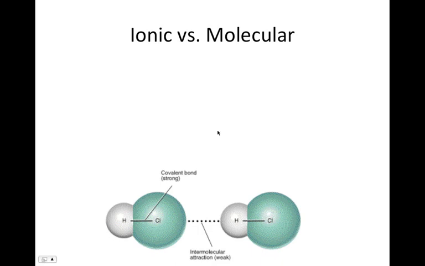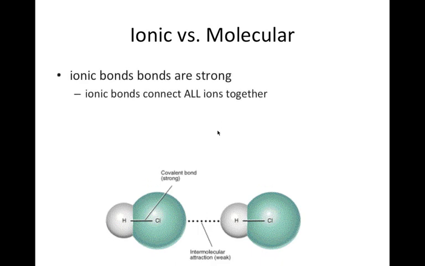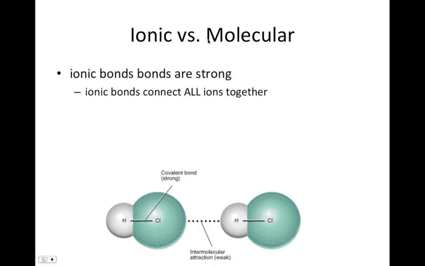Okay, guys, let's talk about ionic bonding, and we see this ionic versus molecular. One thing we want to point out is that when we talk about ionic versus molecular, molecular means covalent. Ionic is between a metal and a nonmetal, and molecular or covalent is between two nonmetals.